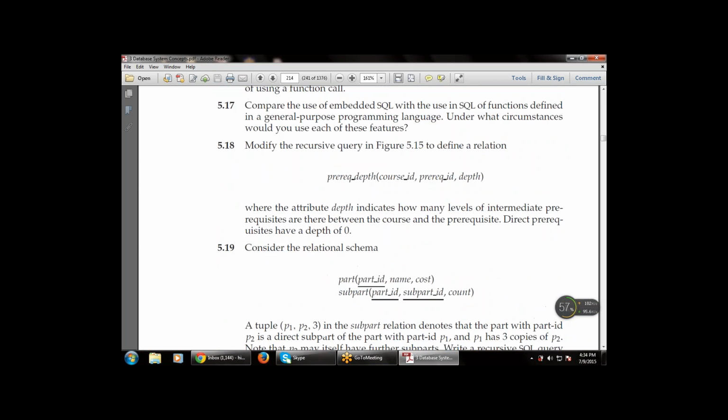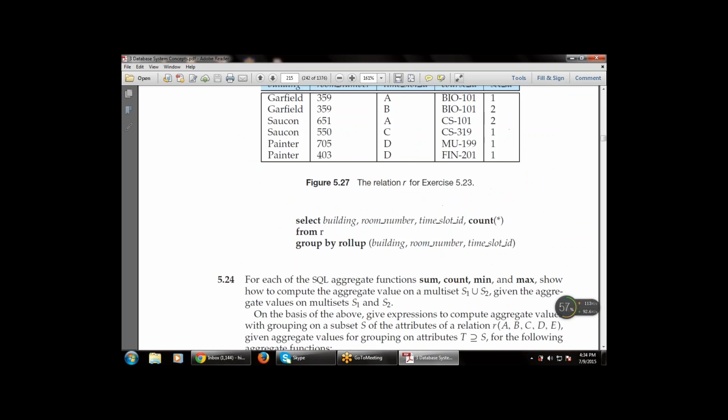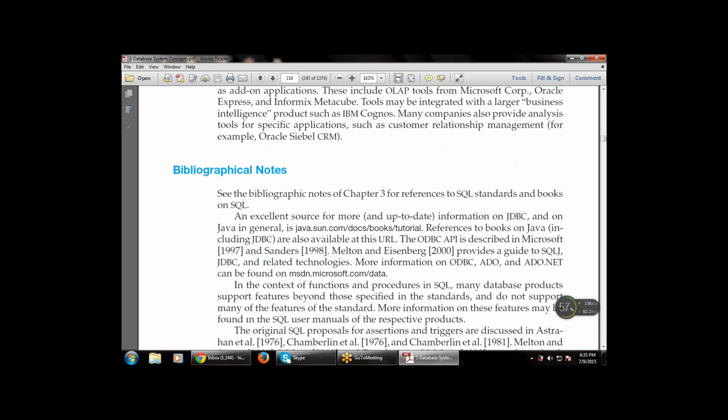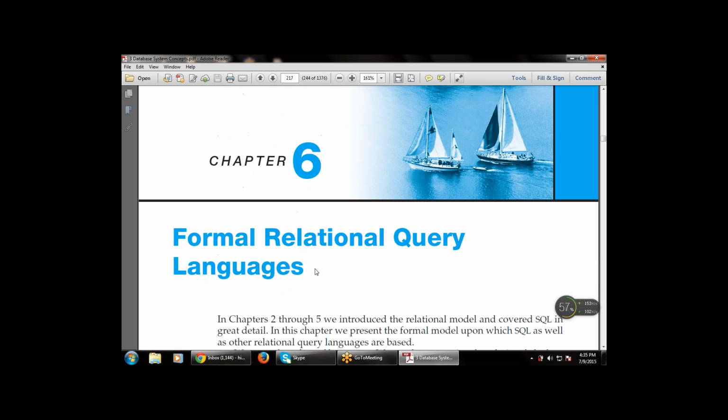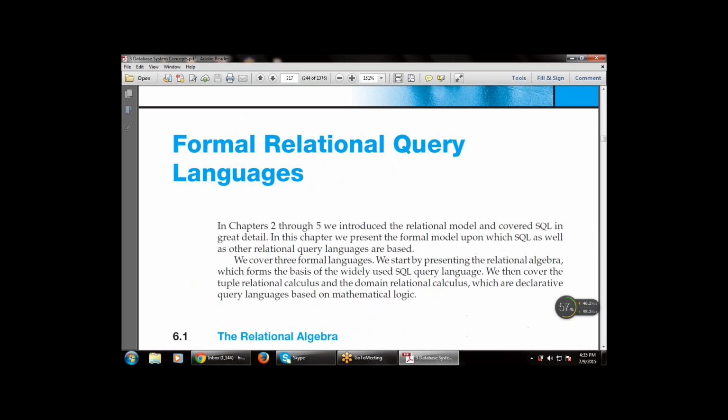Anyways, we start with the next chapter, chapter number 6. This is a very important part, in which we study the relational query languages. What are the relational query languages, how to use them, what are the various methods, and what are the various functions used with the relational query languages. So let's start with chapter number 6, the relational query languages.